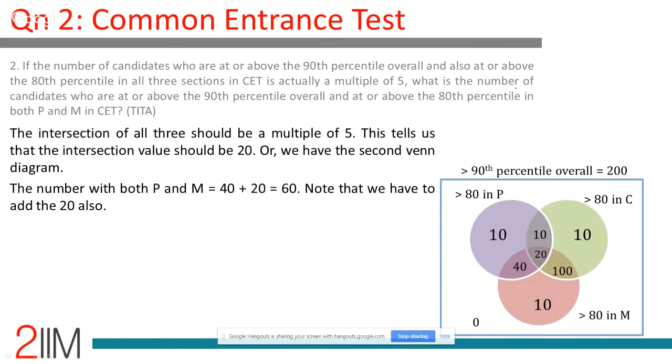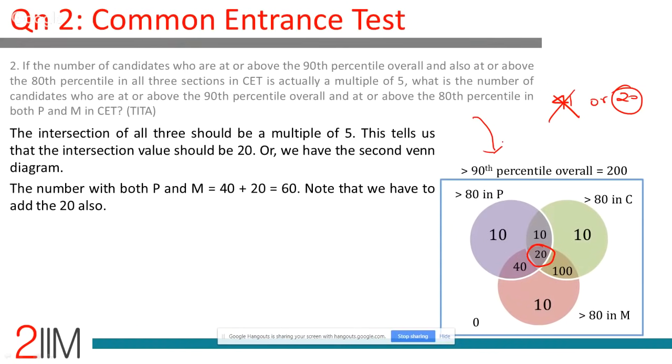The number of candidates who are at or above the 90th percentile overall and also at or above the 80th percentile in all three sections in CET is a multiple of 5. What are the number of candidates who are at or above the 90th percentile overall and at or above the 80th percentile in both P and M in CET? Basically, he's saying the number in between is a multiple of 5. All three is a multiple of 5. All three could be either 41 or 20. It is not 41, it's only 20. So effectively, all this guff is to select this Venn diagram and not the other one.